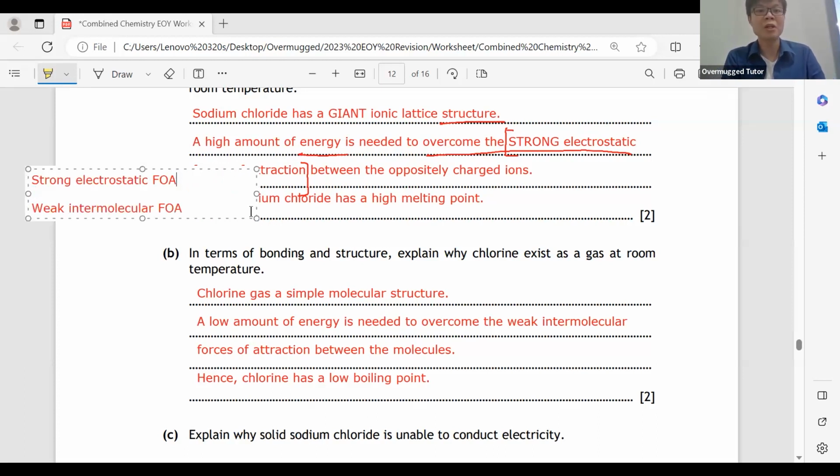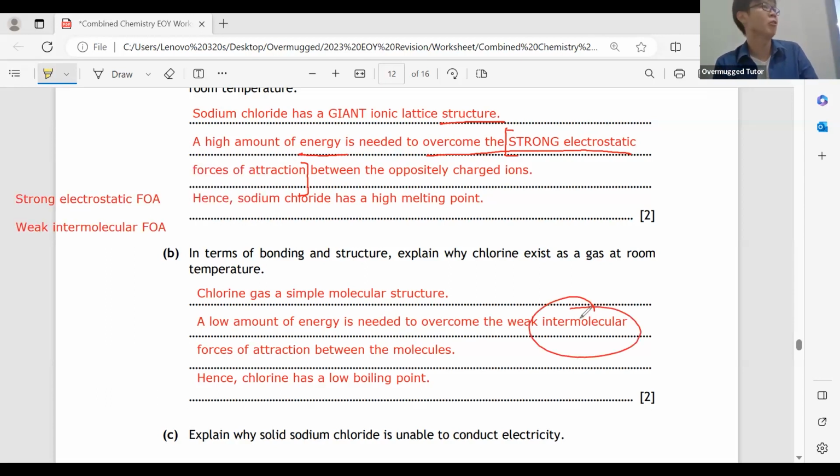There shouldn't be any mention of covalent bonds at all. I know some of you will write weak covalent bonds, then wrong already. Okay? There's only two possible phrasing over here. Both is FOA, but is it electrostatic or intermolecular? Okay, do not mention anything about covalent bonds. Covalent bonds are not broken in combined science syllabus.